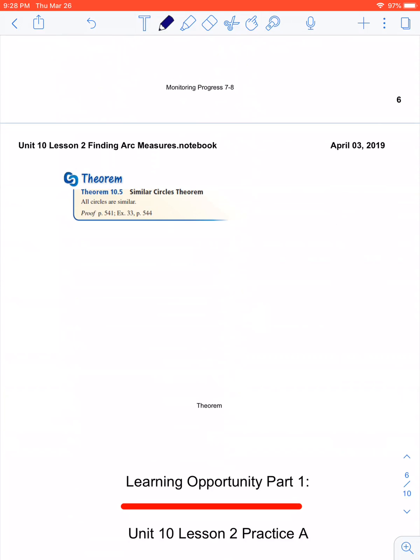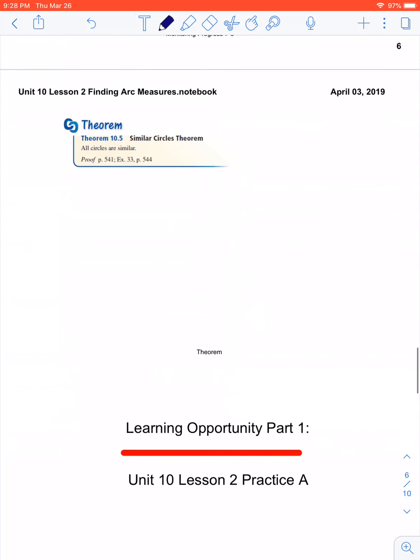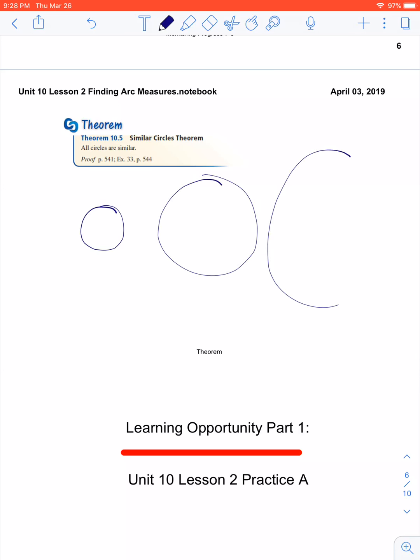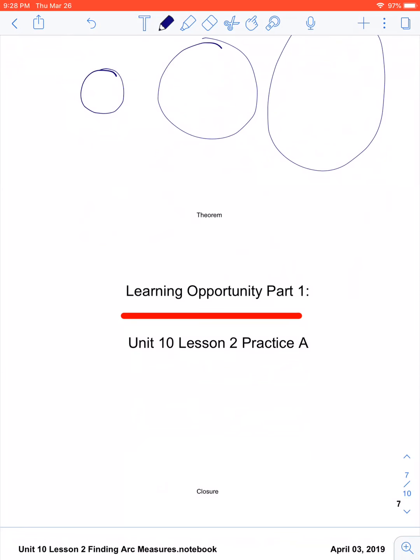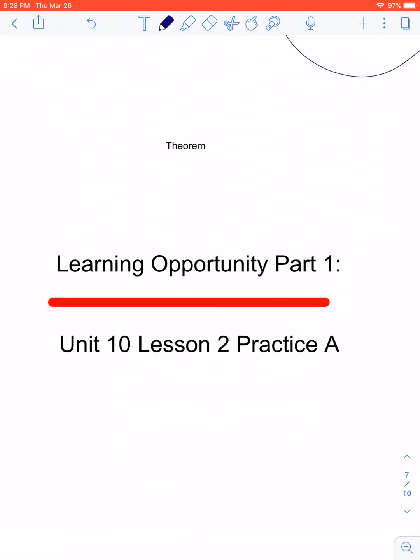And to conclude this first video, we do have a similar circles theorem. All circles are similar, meaning they would have proportionality in their measurements. So at this point, we have concluded our first video, and you can complete Unit 10, Lesson 2, Practice A. I will rejoin you in the second video.